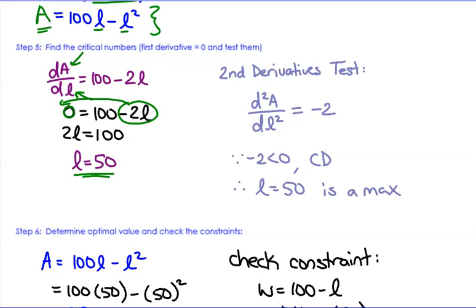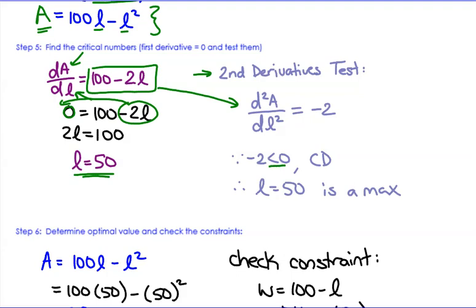You can do that in 2 ways. You can either do an interval chart, which takes a little bit more time, or I would actually recommend maybe doing a second derivatives test. So that's where you take the first derivative and do the derivative again. So you have d2A over dL2, which is your A double prime, okay? And it gives you -2.